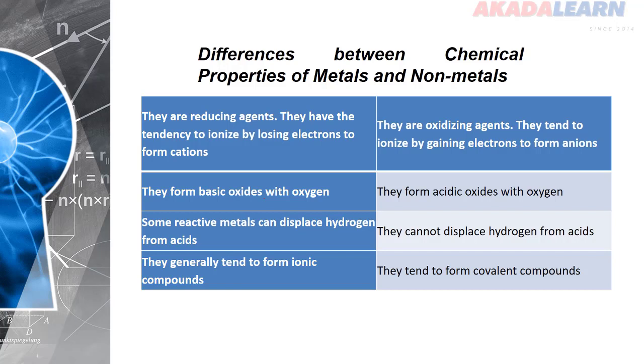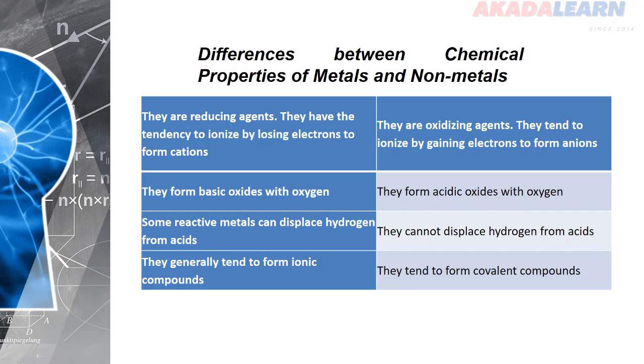They have the tendency to ionize by losing electrons to form cations. Cations usually are called cathode ions. That means ions that normally migrate to the cathode during electrolysis. While the non-metals are oxidizing agents, they tend to ionize by gaining electrons to form anions. Anions here means anode ions, that is, the ions that go to the anode during electrolysis.